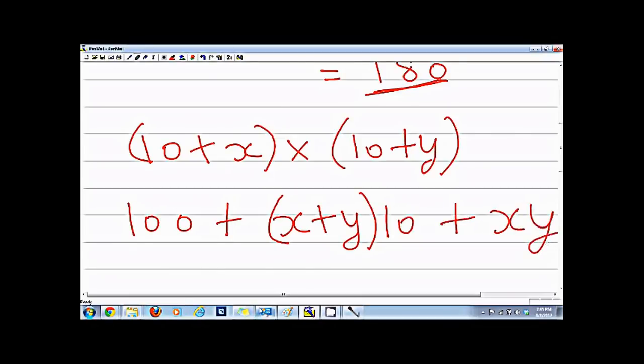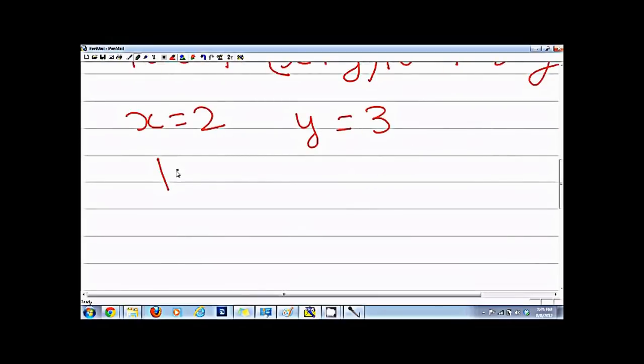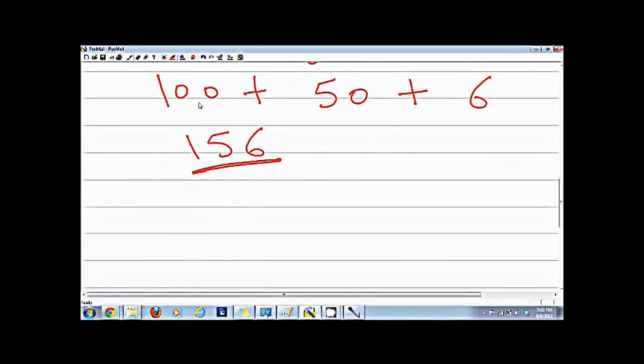So that's why if you substitute your numbers, suppose x is 2 and y is equal to 3, then you get 100 plus 50 plus 6. So your answer is 156. This is what I have shown you before. The only difference is that instead of remembering this 0, you can just go by it very quickly if you remember that trick. Otherwise the answer is the same.